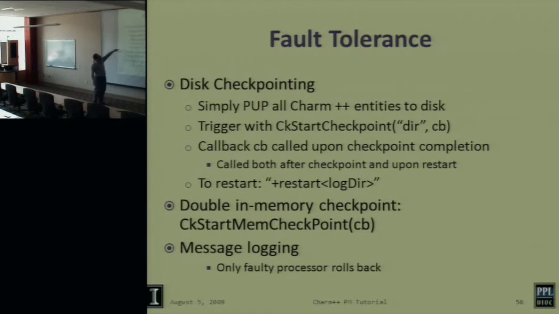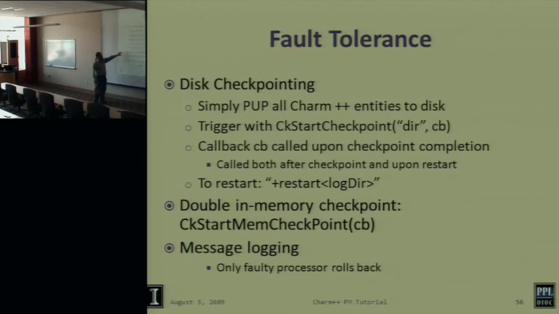And so this can actually be done from the command line, where when you've taken this checkpoint, you'll have written your checkpoint out into a log directory. So on the command line, you can say +restart and give it the log directory from which you want to restart, and resume from that checkpoint.